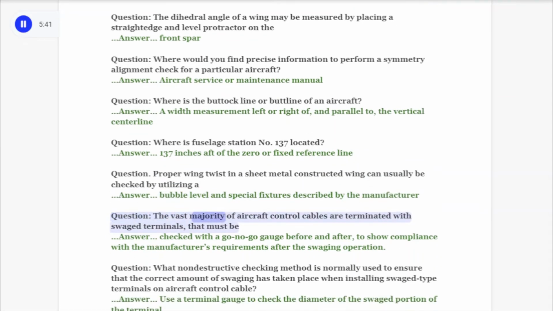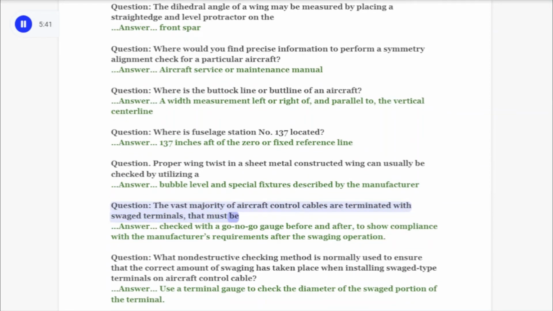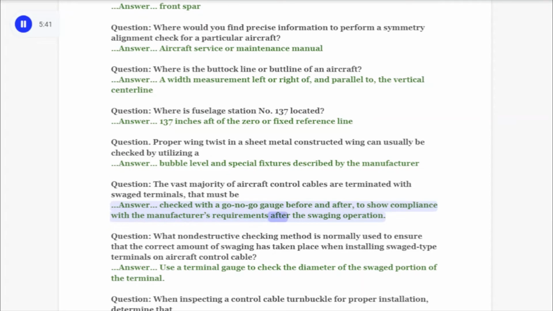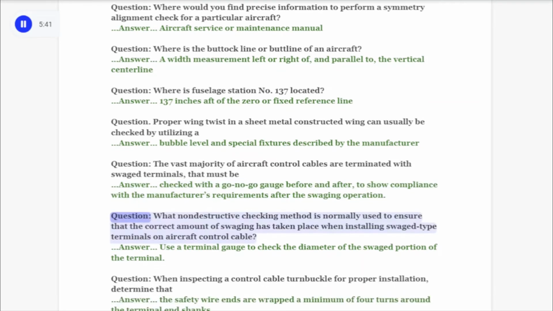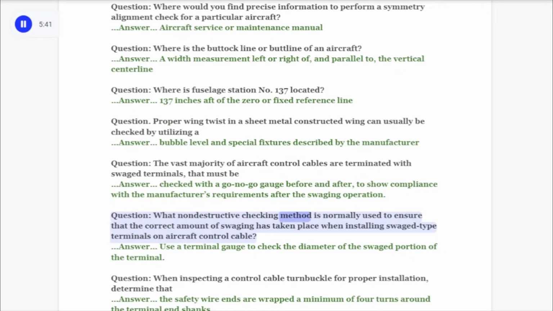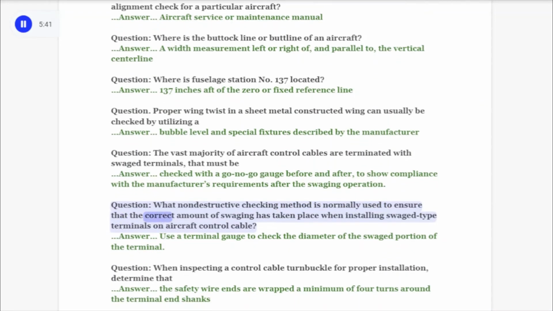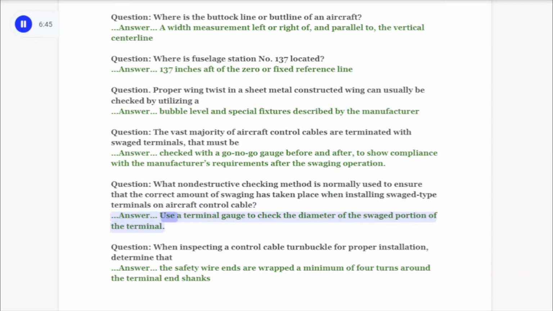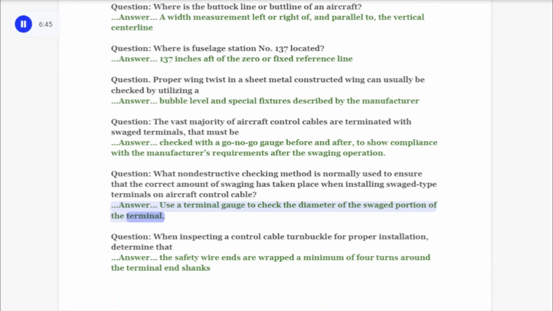Question: the vast majority of aircraft control cables are terminated with swaged terminals. That must be... Answer: checked with a go-no-go gauge before and after to show compliance with the manufacturer's requirements after the swaging operation. Question: what non-destructive checking method is normally used to ensure that the correct amount of swaging has taken place when installing swage-type terminals on aircraft control cable? Answer: use a terminal gauge to check the diameter of the swaged portion of the terminal.